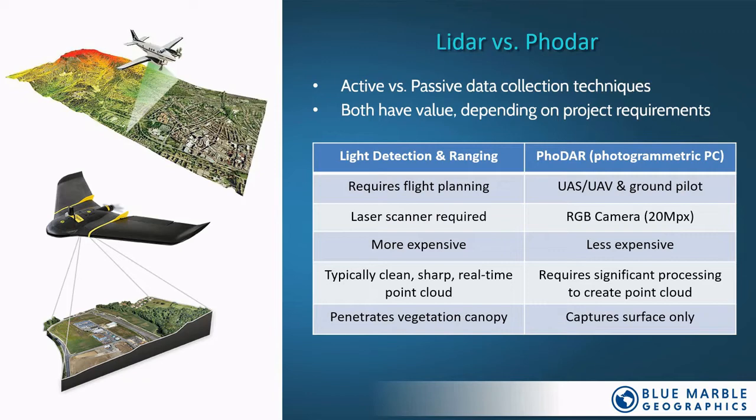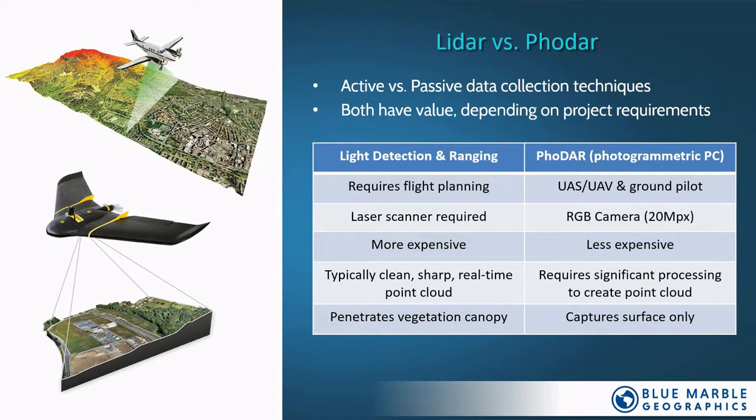Output is critical as well in terms of how the data is collected. Obviously, with LiDAR, you're getting real-time data, typically a clean, sharp point cloud. You can do a little cleanup to remove anomalies, but you end up with a resource that can be used for a lot of applications. With FODAR, it requires a significant amount of processing, and we'll see the simulated process in just a few minutes.